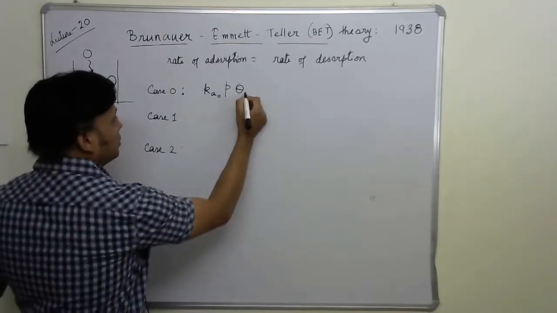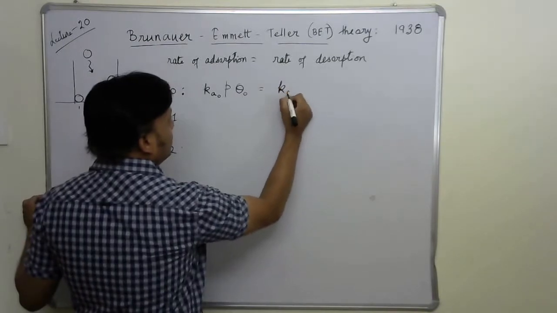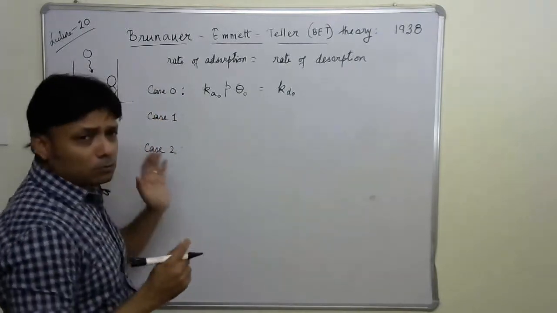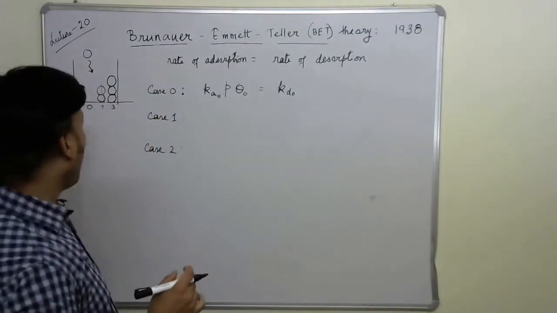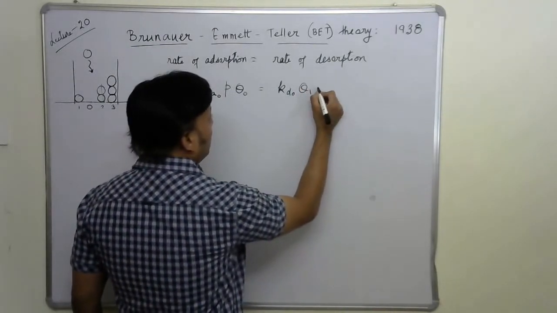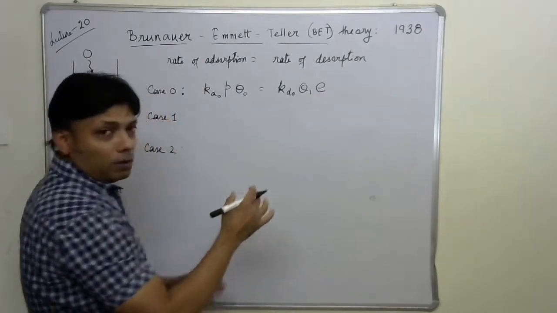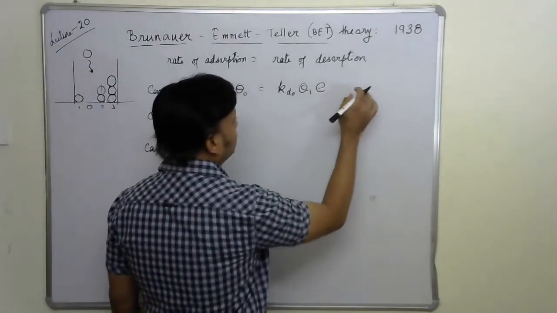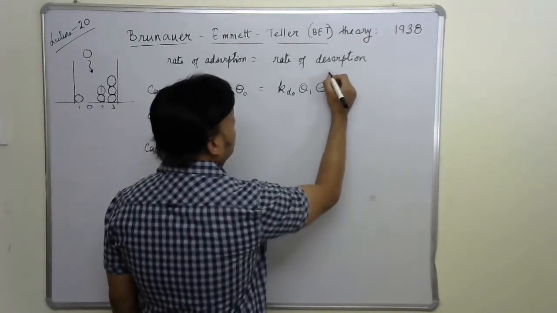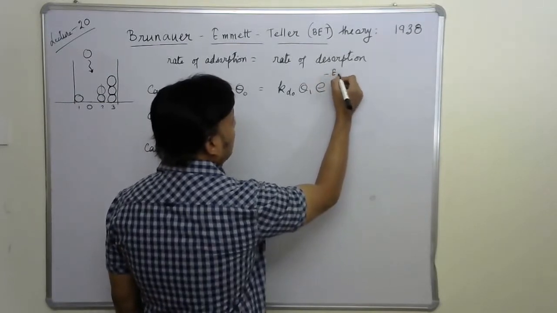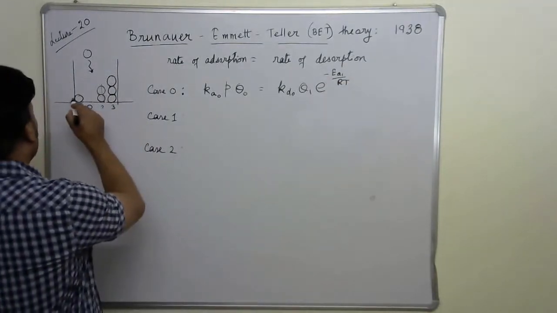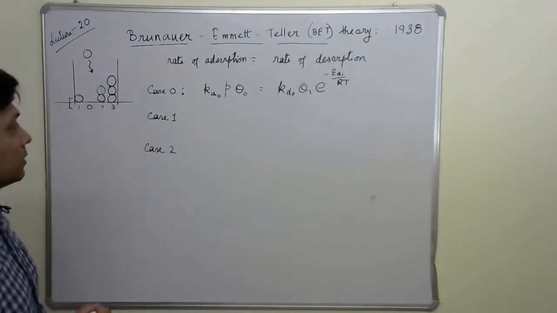Okay, so that is theta 0 essentially equal to K d0, multiplied by the fraction of gas molecules that is already occupied by one molecule, that is, obviously, theta 1, multiplied by e to the power, so this comes from the Boltzmann distribution, and also from the Arrhenius rate law, e to the power minus Ea1 divided by RT. So the Ea1 we have already defined. There is interaction between the molecules and the solid surface.